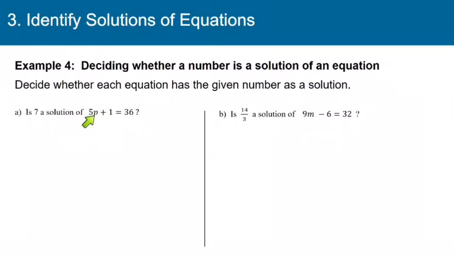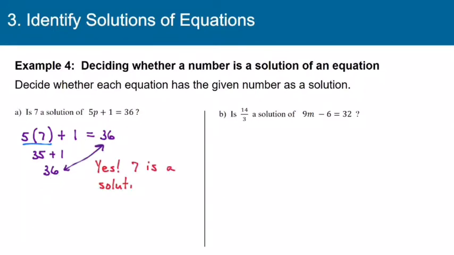Well, let's put a 7 in here and find out. So if 7 is the solution, then 5 times 7 plus 1 should equal 36. And let's see, multiplying 5 times 7, we get 35. And 35 plus 1 is 36. And that does have the same value as the right side. And therefore we say yes, 7 is a solution. A solution is a number that makes both sides have the same value. In other words, a solution is a value that makes the equation true.